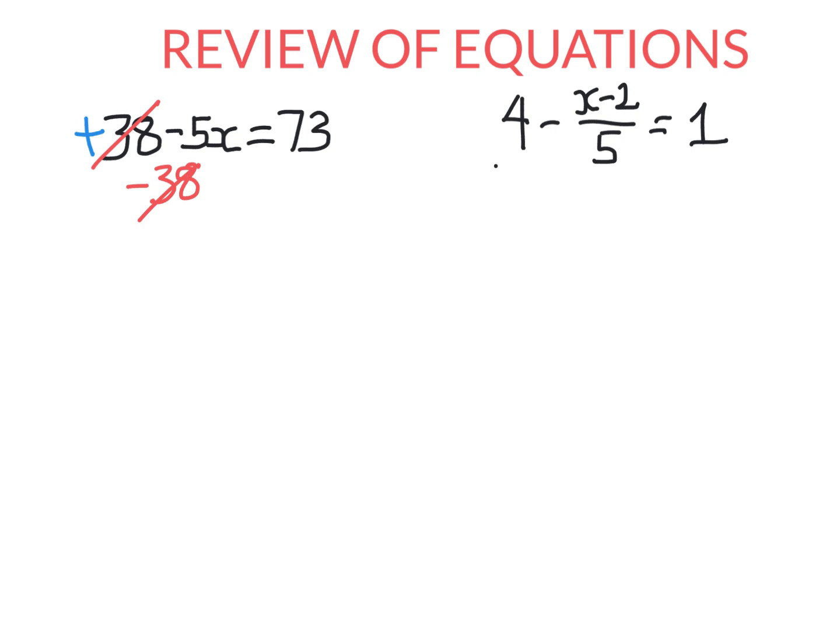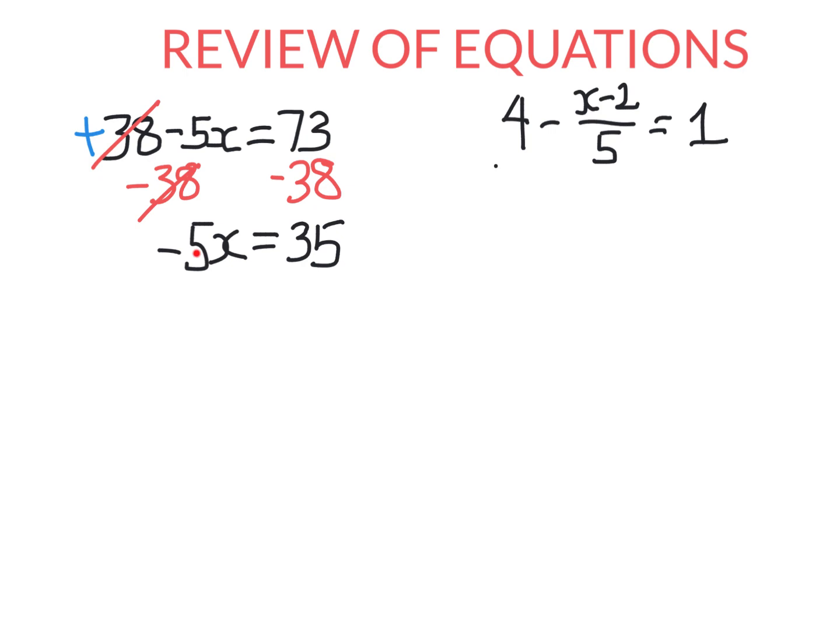When you're solving equations, the golden rule is what you do to one side of the equation, you must do to the other. If I subtract 38 from the left-hand side of the equal sign, I must also subtract 38 from the right-hand side. So what I'm going to be left with is minus 5x equals, now 73 minus 38 is 35.